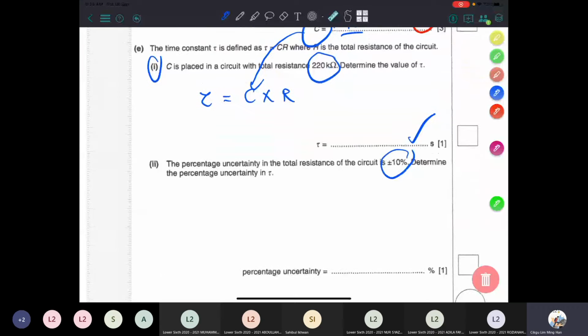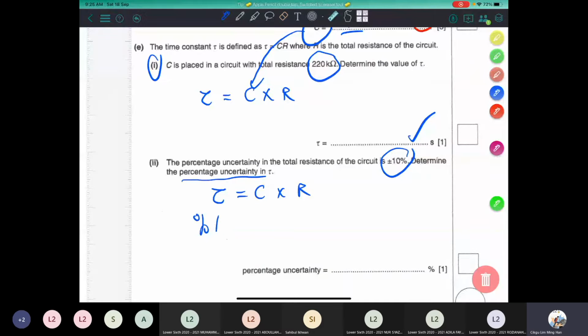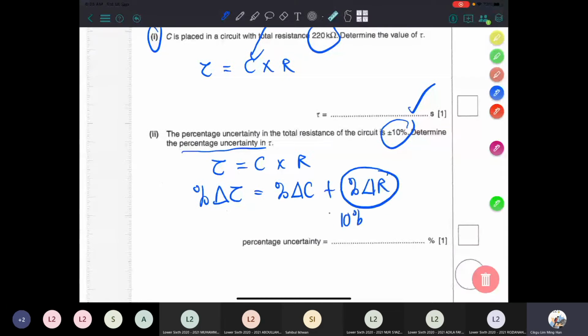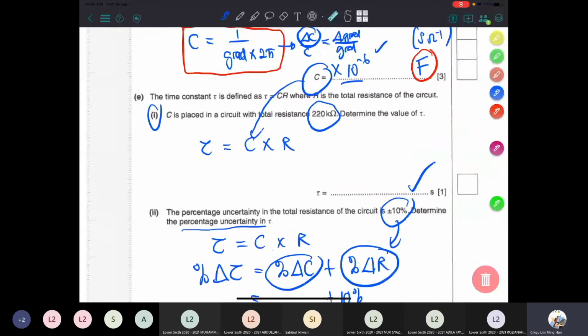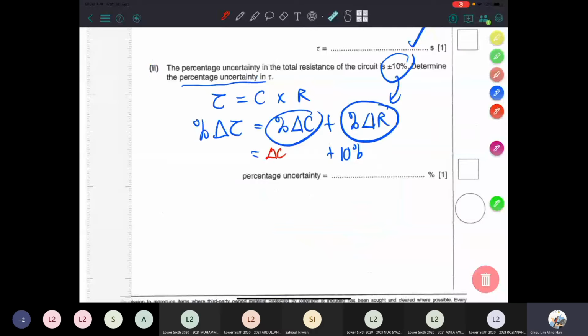Now the last one here, some of you are unable to answer. So let us see why this one is hard. Isn't your formula for the time C times R? So you want to get the percentage uncertainty for your time. It will be the percentage uncertainty for C plus the percentage uncertainty for R. This one is already given. This is 10%, it's already given here. So what I need you to do is look at your C. This one is your value of C here. So you just substitute the value of C, the uncertainty, and then you times 100. Then you add this all, you should get the answer already. So that's how you do question number 2.